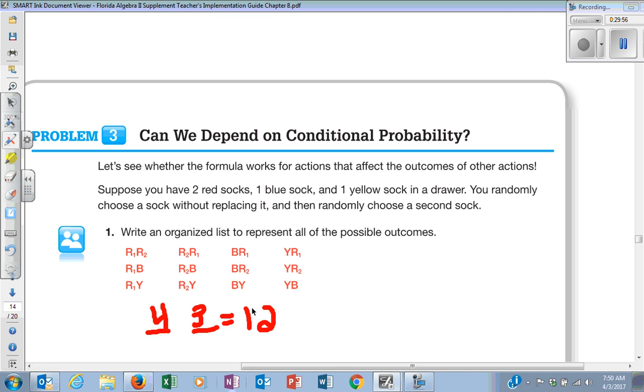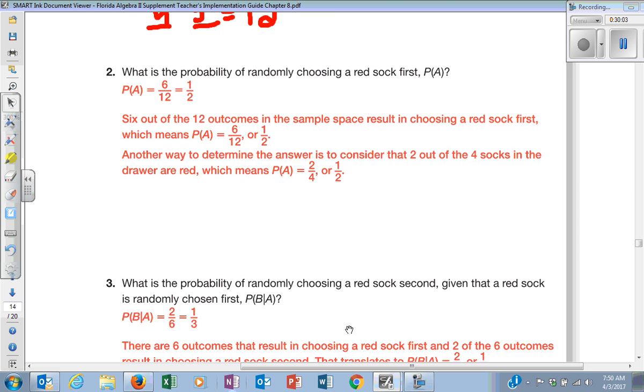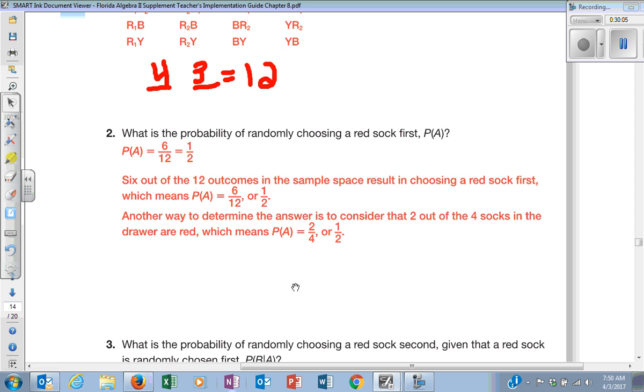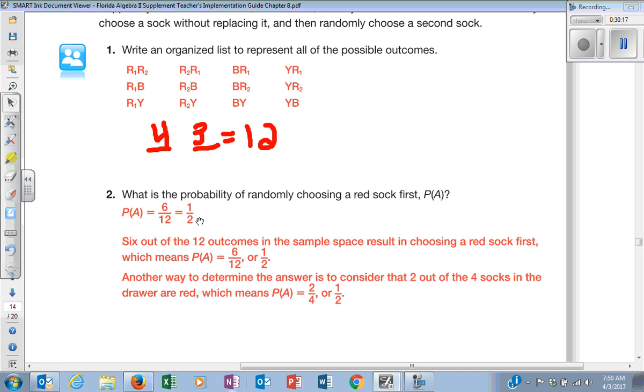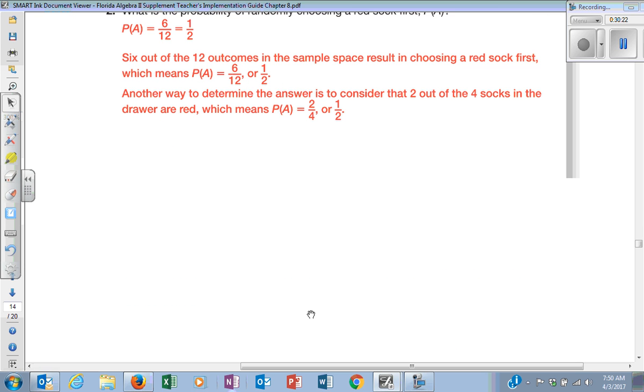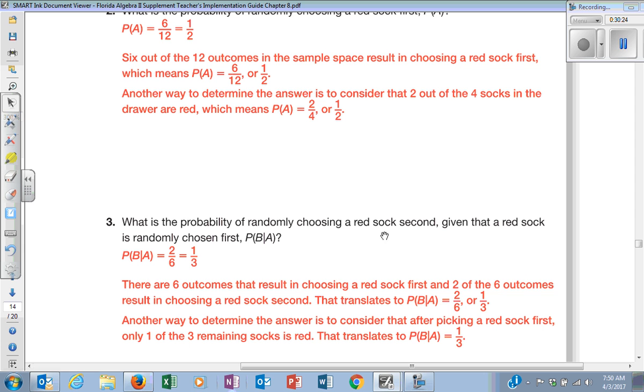And that's what they do. And they give you an organized list to show you all the different ways. Yes? Yeah. I'm going to go quick through this. All right, what's the probability of randomly choosing a red sock first? Well, how many different red socks are there? There's 2 out of 4. 2 out of 4 reduces to a 1/2. Does that make sense? What is the probability of randomly choosing a red sock second, given that a red sock was randomly chosen first?